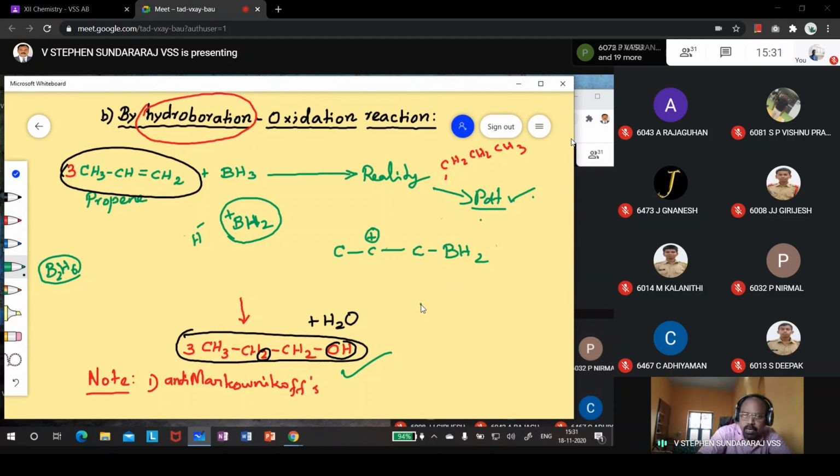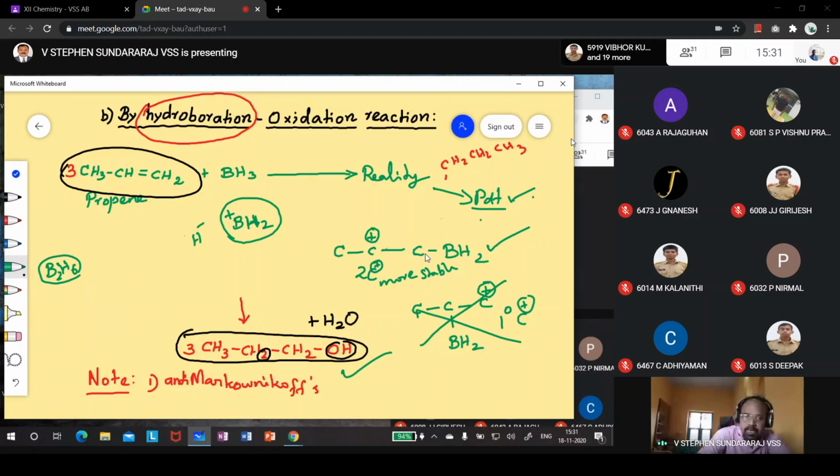Then you may ask, sir, why can't BH2 attack here on this double bond? Yes, that's what I'm telling. If it is an electrophile, this will be stable. If it attacks here, positive charge will develop. This is a primary carbocation and this is a secondary carbocation. So this is more stable, therefore this only will form. This will not form. This is what forms, and then hydrogen in the form of H minus is attached. That is the reason this reaction took place in this pattern.